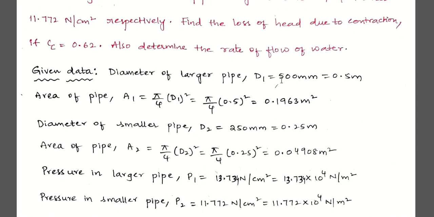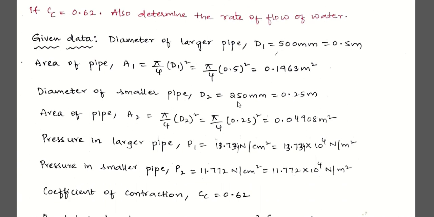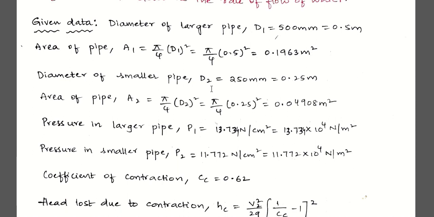D1, the larger diameter pipe, is taken as D1, 500 mm, which is 0.5 meters. So A1 is pi by 4 of 0.5 square, which is 0.1963 meters square. Similarly, D2, which is the contracted pipe or smaller pipe, 250 mm is the diameter, so 0.25 meters. A2 will be pi by 4 of 0.25 square, which is 0.04908 meters square.